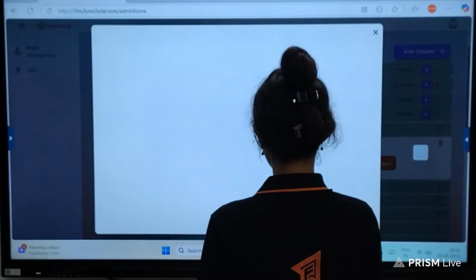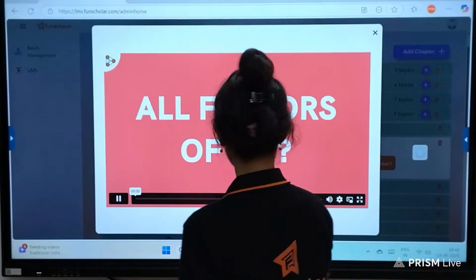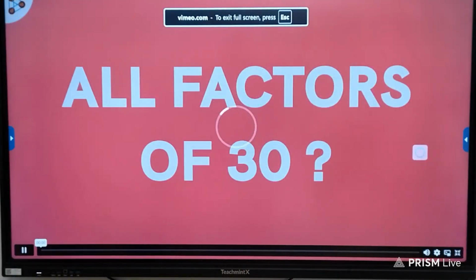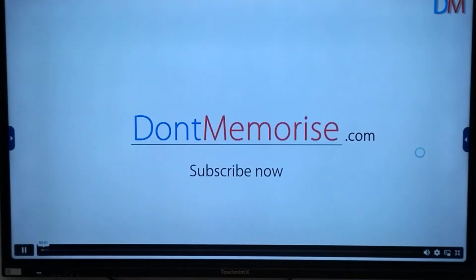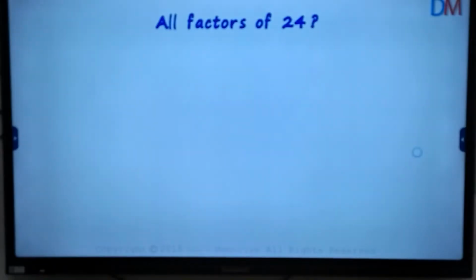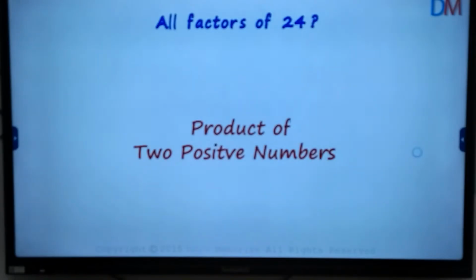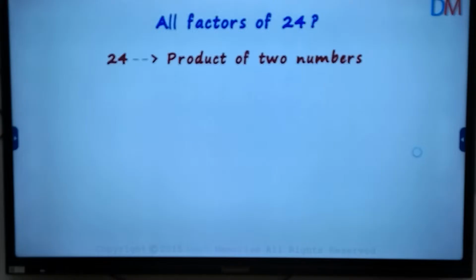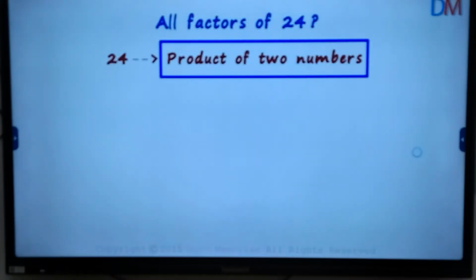So, last video of today's lesson. How do we find all the factors of 24? It's simple. We write the number as a product of two positive numbers. We have to think of all possible combinations though. How do we write it as a product of two numbers?